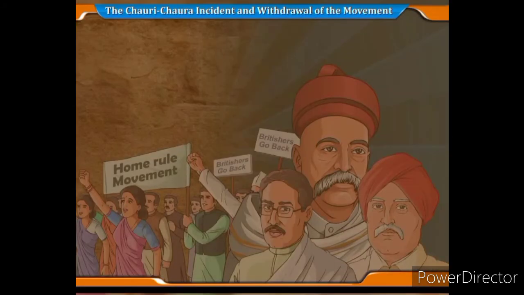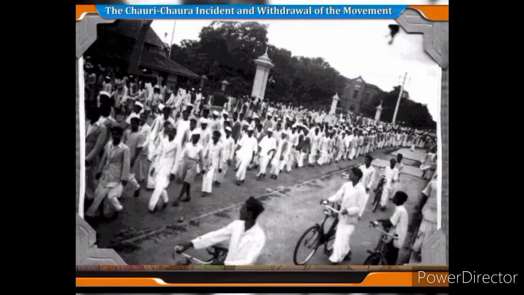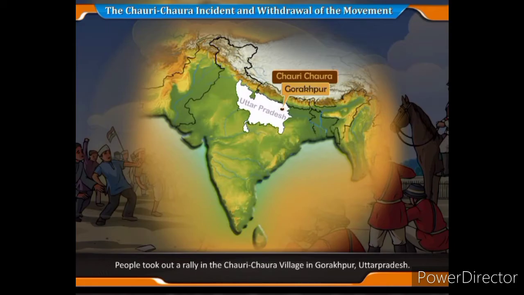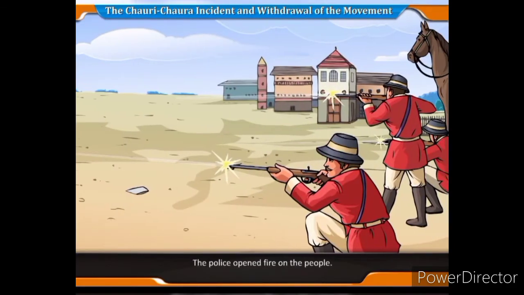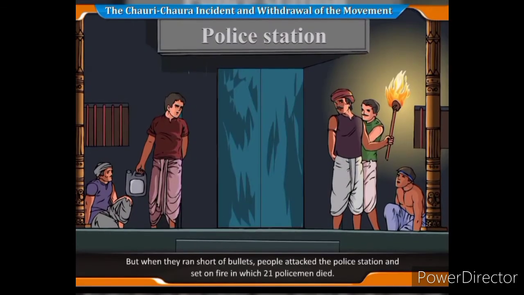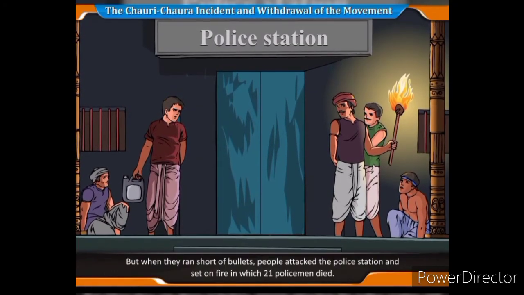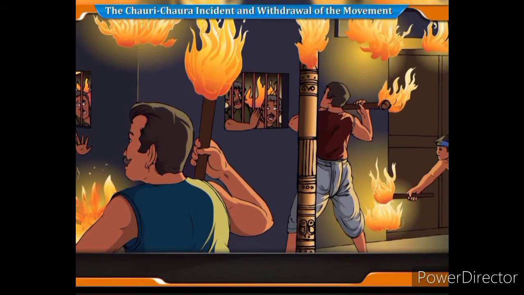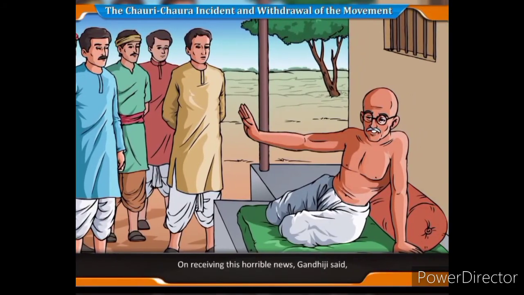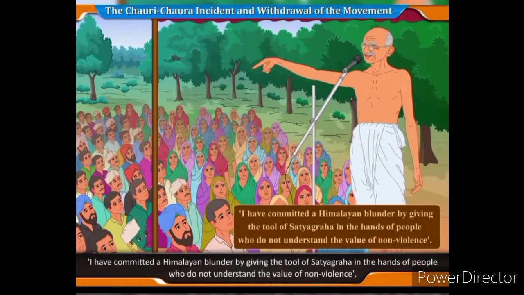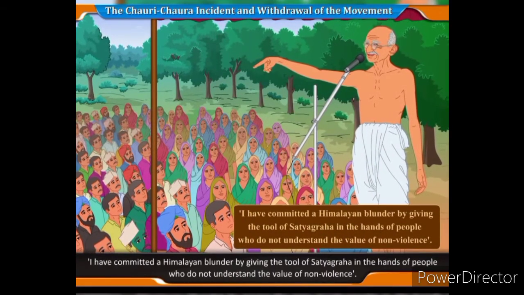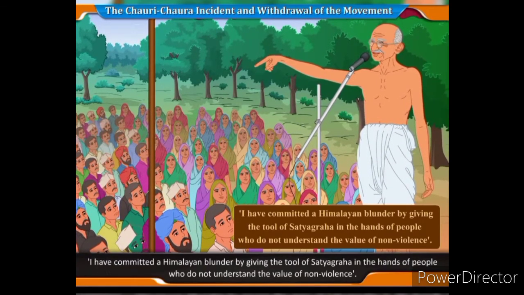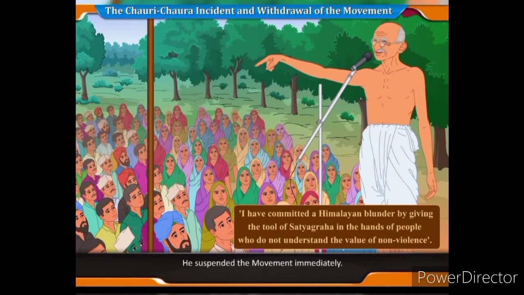The Chauri Chaura incident and withdrawal of the movement. People took out a rally in the Chauri Chaura village in Gorakhpur, Uttar Pradesh. The police opened fire on the people. But when they ran short of bullets, people attacked the police station and set it on fire, in which 21 policemen died. On receiving this horrible news, Gandhiji said, "I have committed a Himalayan blunder by giving the tool of satyagraha in the hands of people who do not understand the value of non-violence." He suspended the movement immediately.